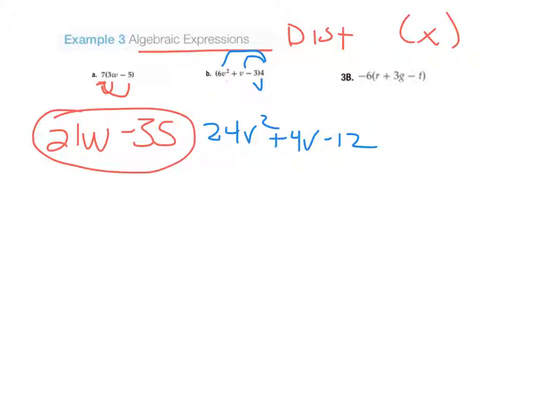My last problem is on the left hand side, so I'm going to multiply negative 6 times r, so I'm going to get a negative 6r. Negative 6 times a positive 3 is a negative 18g. Notice the letters aren't changing when I multiply by a number. And a negative times, and this is where it's difficult because that's a negative 1 in front, so I get a positive 6t.